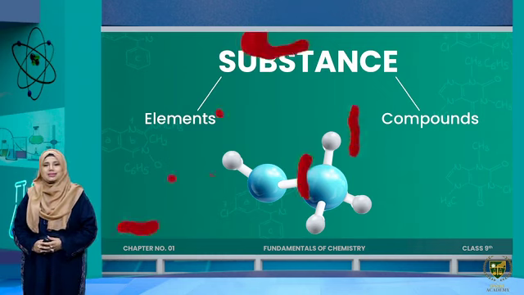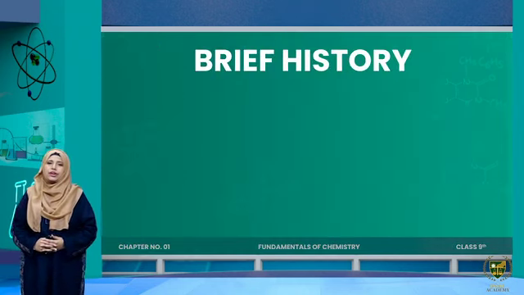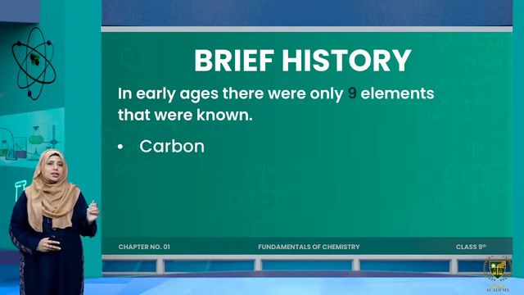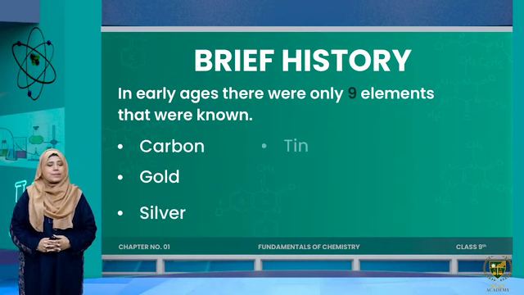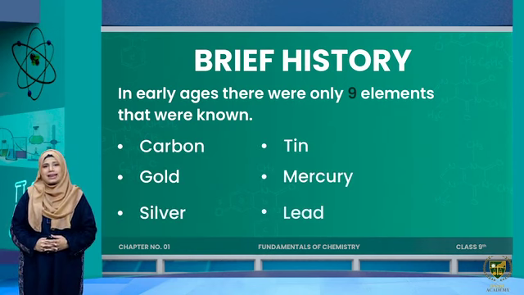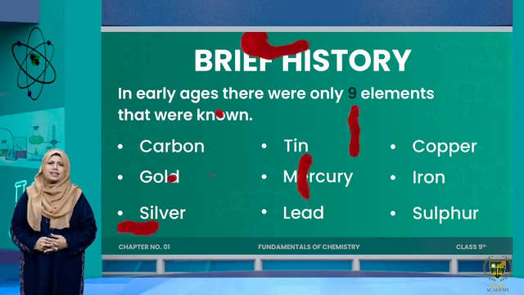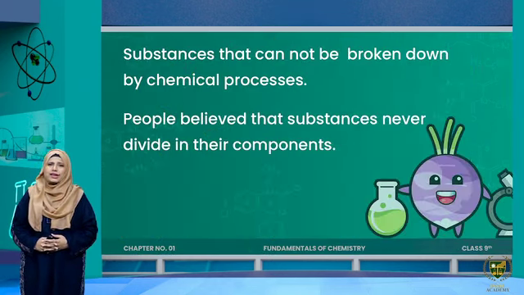So let's start. If we talk about the brief history of elements, in early ages, there were only 9 elements that were known: carbon, gold, silver, tin, mercury, lead, copper, iron and sulfur. At that time, substances could not be broken down by chemical processes.